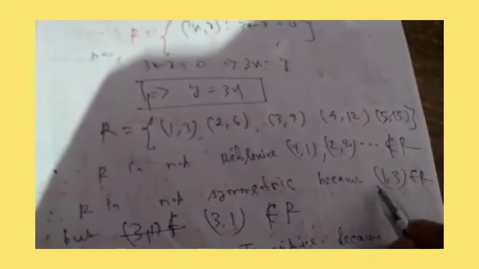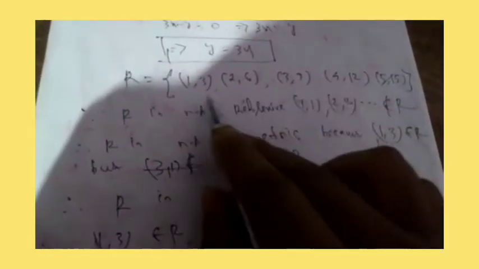For symmetry we know that if (1, 3) belongs to R, then the reverse condition should be satisfied in the relation. So (3, 1) doesn't belong to R. Suppose that one is a and that one is b, then b should be in the first position and a in the second position. That doesn't belong to R. So (1, 3) belongs to R, but (3, 1) doesn't belong to R. So that's why it's not symmetric.